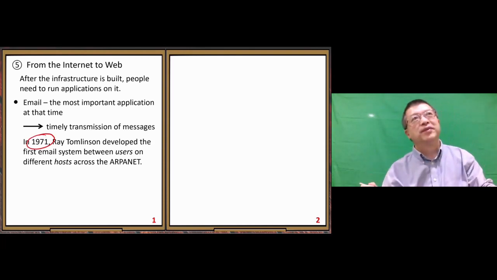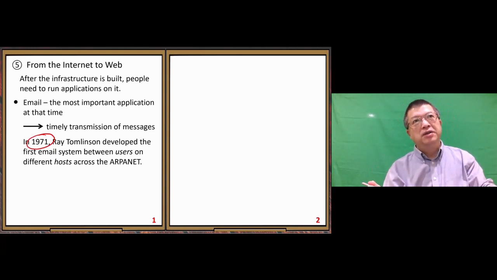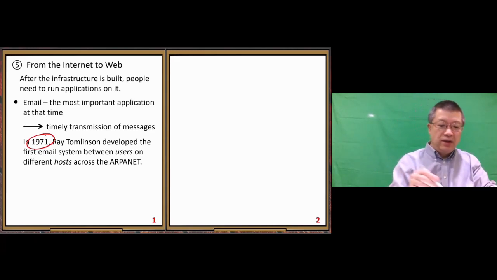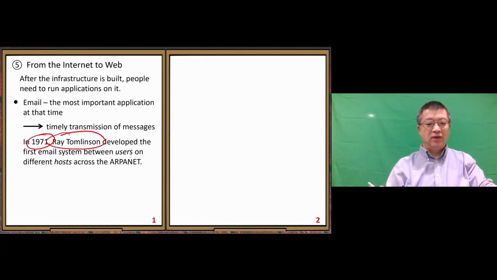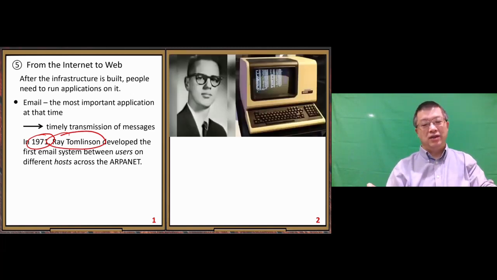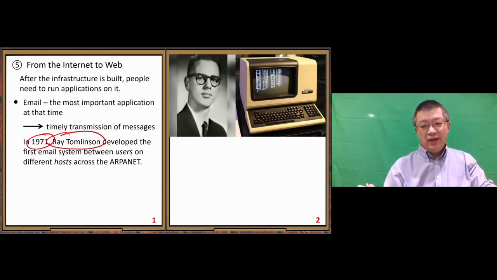Now, the year 1971. The internet was created in 1969, so 2 years after the internet was created, in 1971, this guy, Ray Tomlinson, in the picture, developed the first email system. This is the old computer he used to develop email. So you can see, very old.